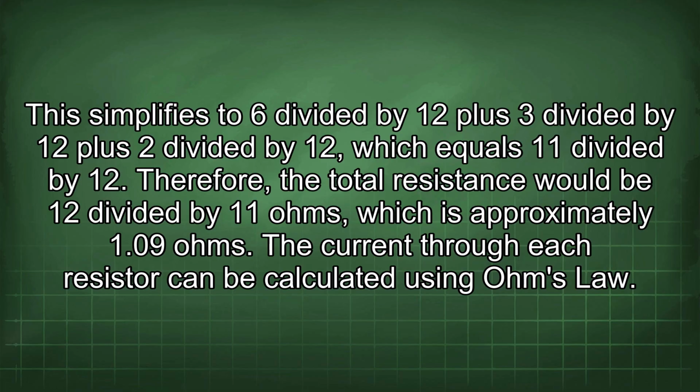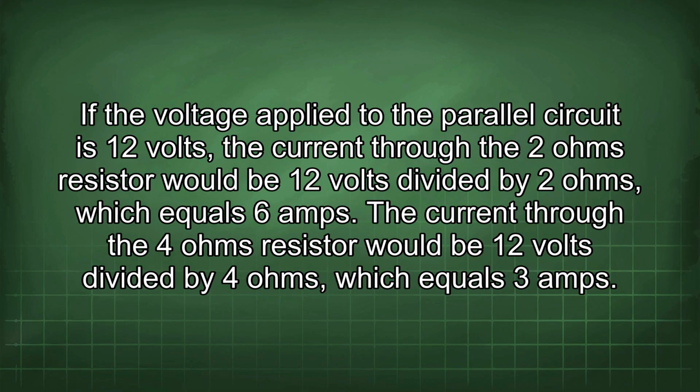Therefore, the total resistance would be 12 divided by 11 ohms, which is approximately 1.9 ohms. The current through each resistor can be calculated using Ohm's law. If the voltage applied to the parallel circuit is 12 volts, the current through the 2 ohms resistor would be 12 volts divided by 2 ohms, which equals 6 amps.